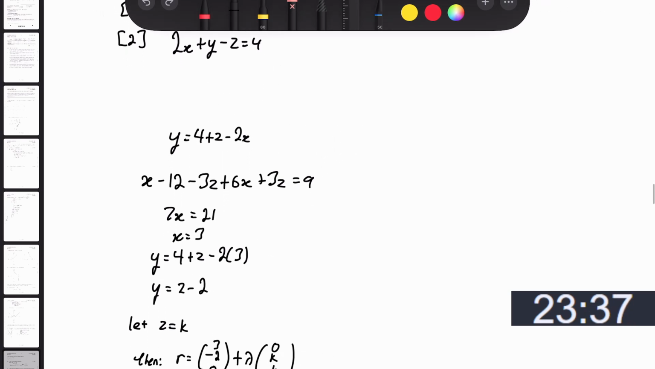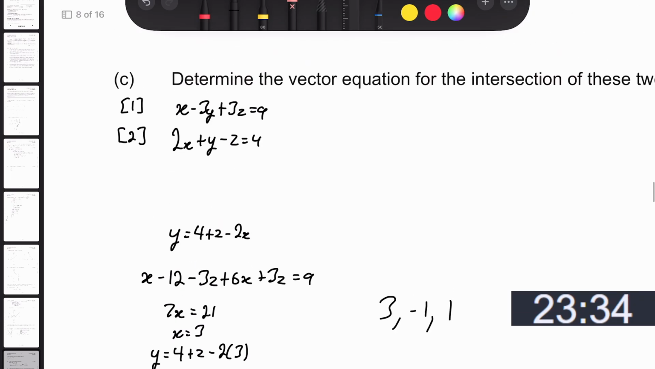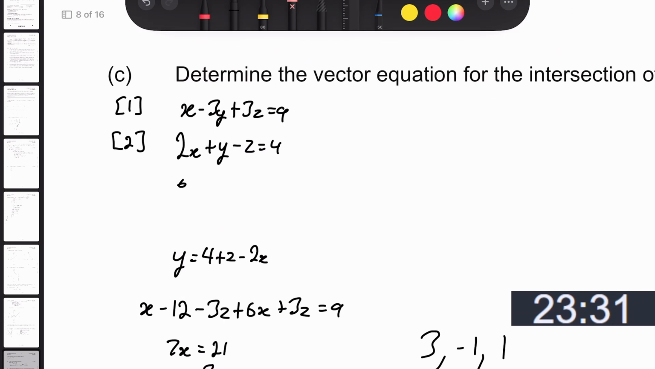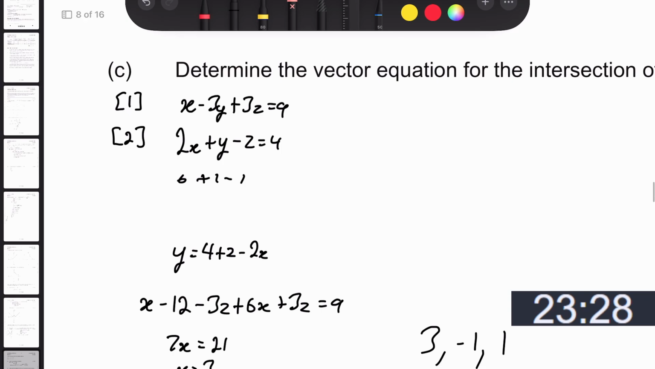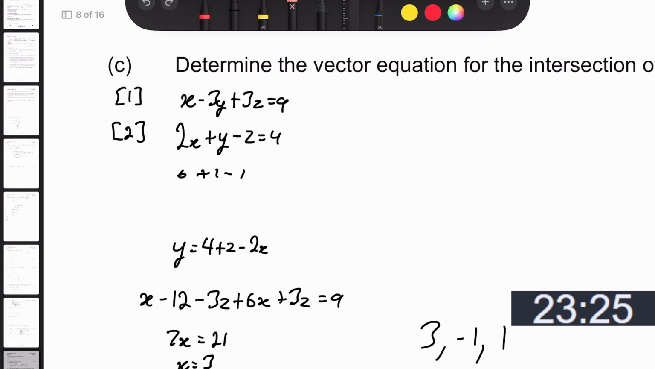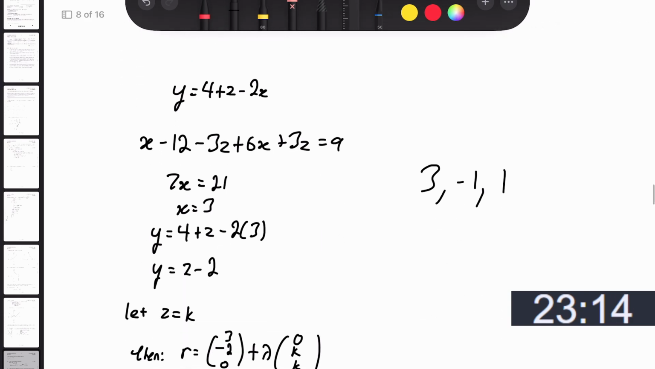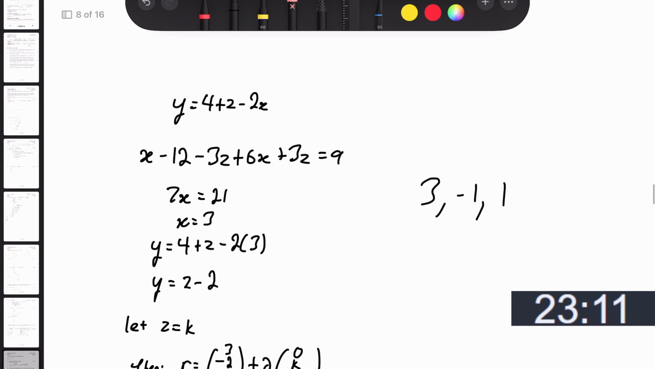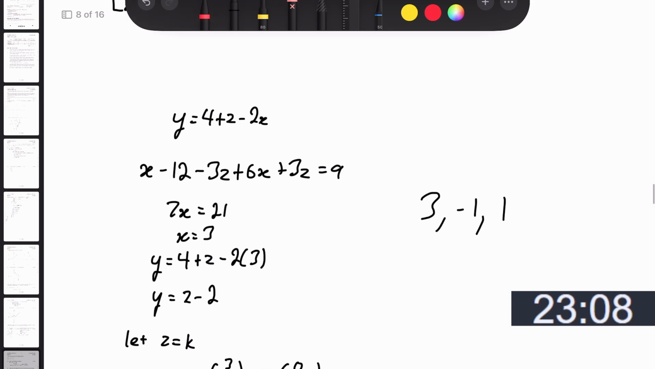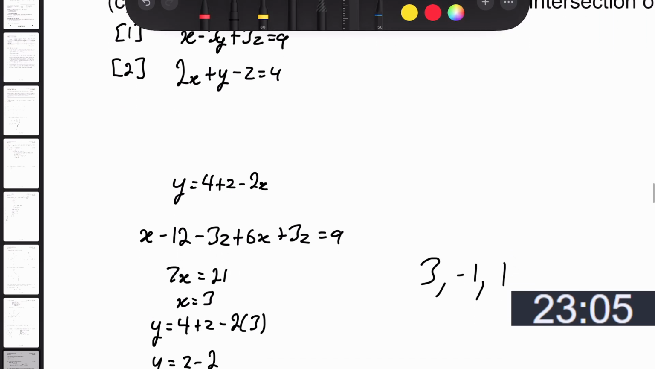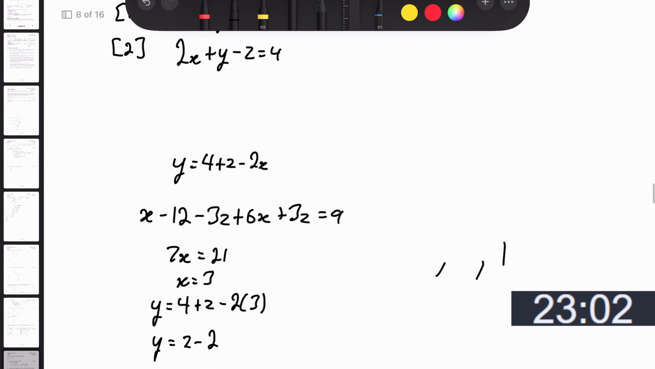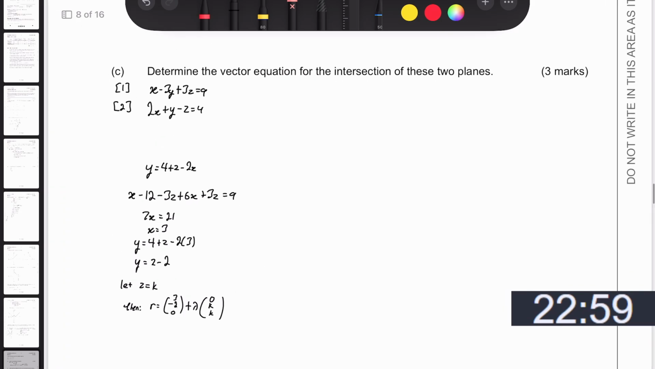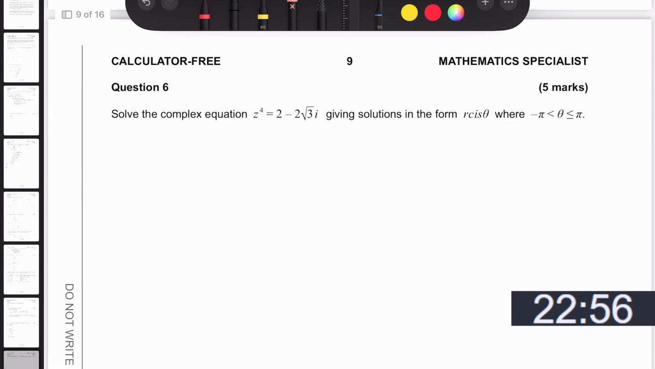So we say that k is 1, we're going to get 3, negative 1, and 1. Let's see if that fits. That's going to be 6 plus 1 minus 1. 6 minus 1 minus 1, okay. 6 minus 3 is going to be plus 3. That doesn't fit. Oh no, because x is just 3. Okay, x is just 3. Yeah, okay, and that works. So that's the vector equation for the intersection of these sides. Yep, that's correct. Okay, whew.